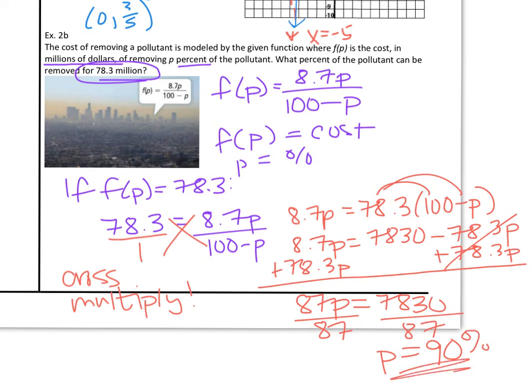What that means is if you want to eliminate 90% of a particular pollutant, it's going to cost you $78.3 million. And that's lesson 4.2.